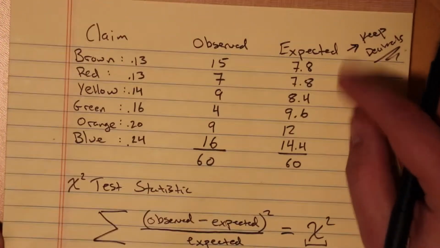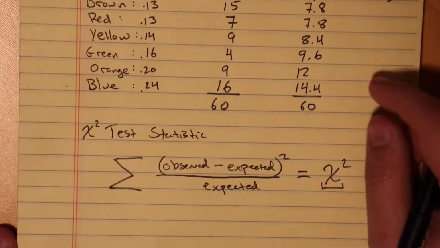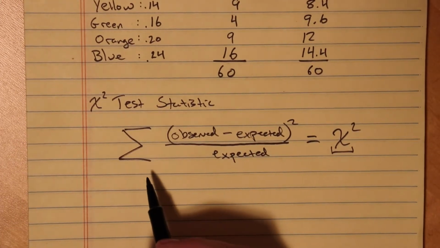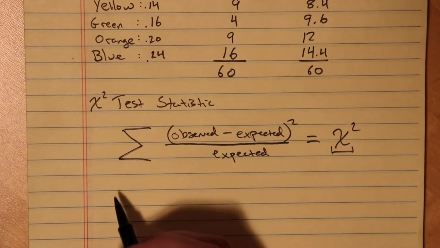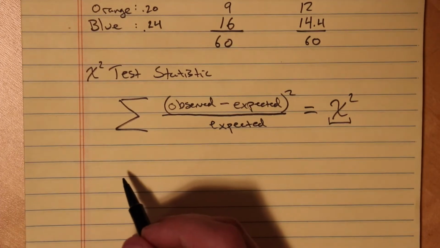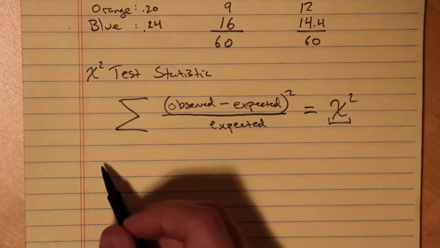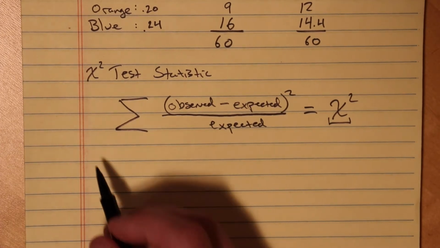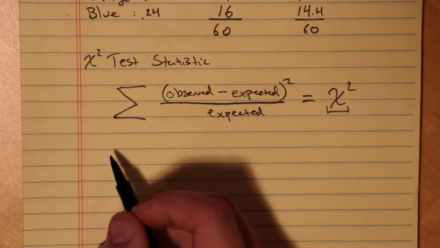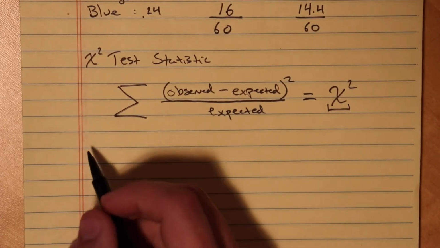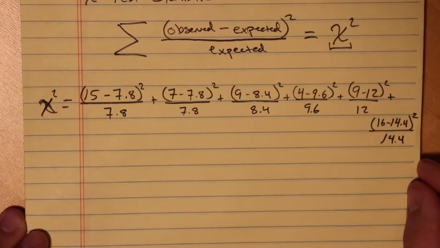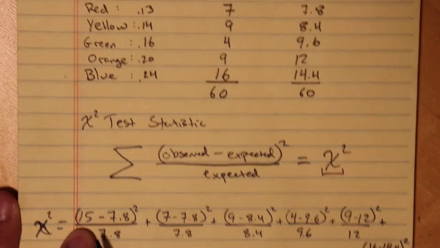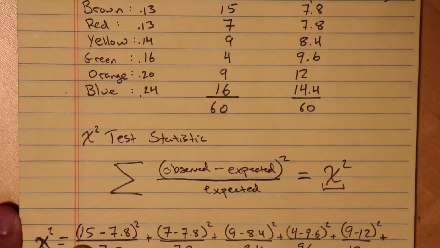In this example, let me show you the work involved. This is the work that you would need to show when you calculate a chi-squared test statistic. We take the observed minus expected, squared, divided by the expected. It looks a little bit tedious, but I'll show you a shortcut. So it looks something like this. This is the long way to write it out. Our chi-squared is equal to the observed count. Let me show you here. The observed count here of 15.